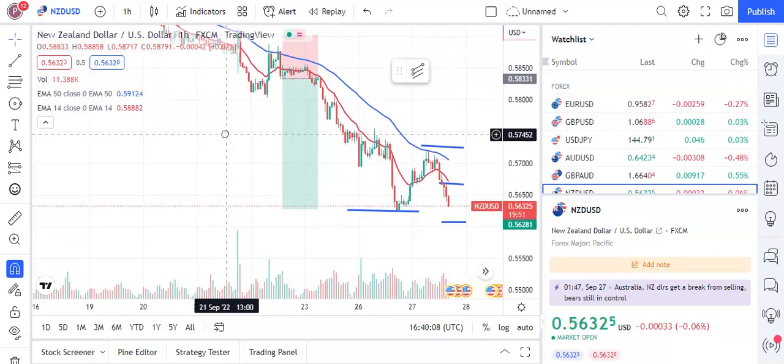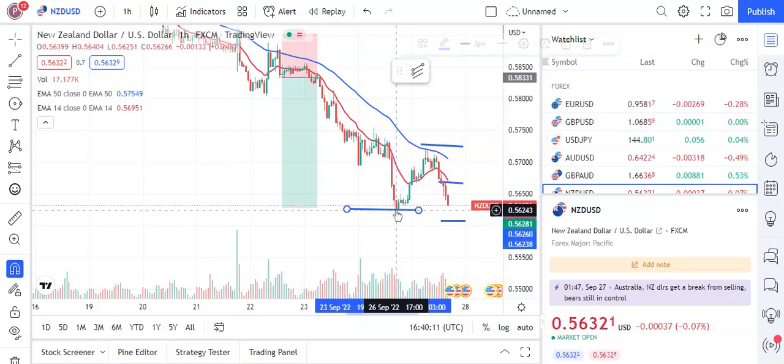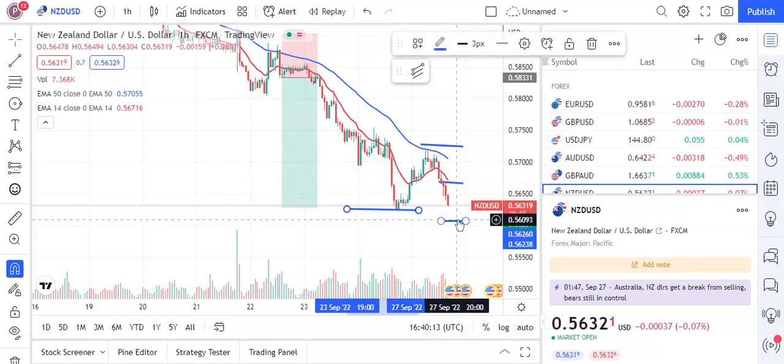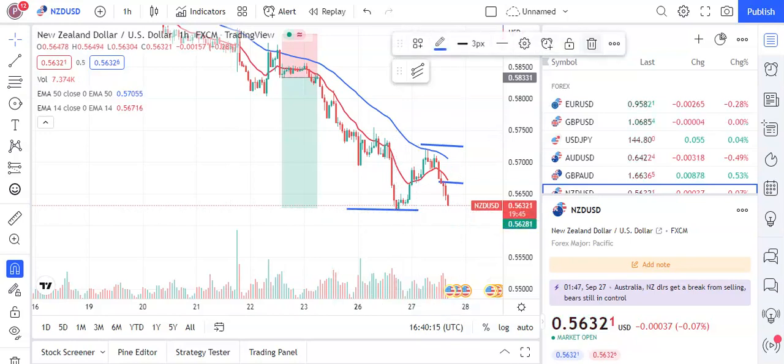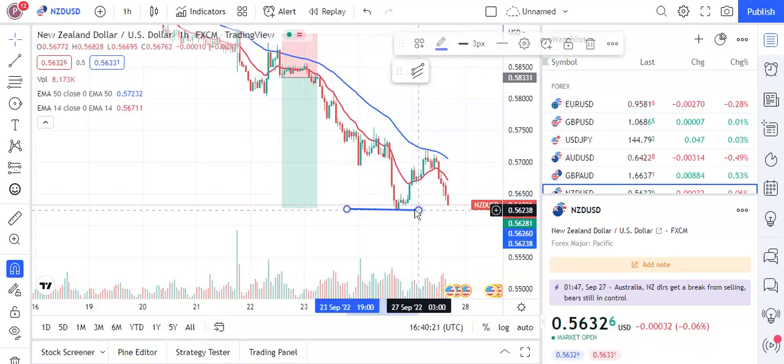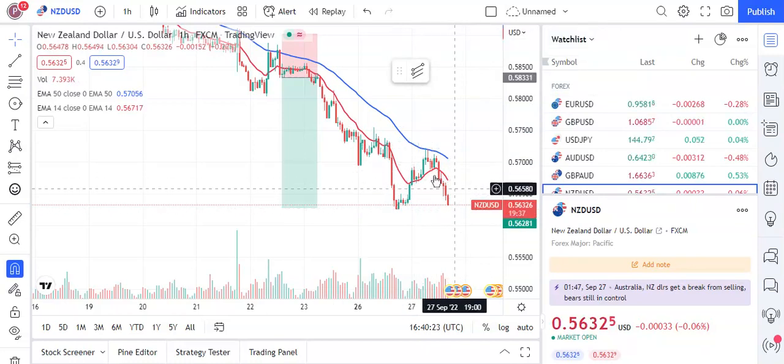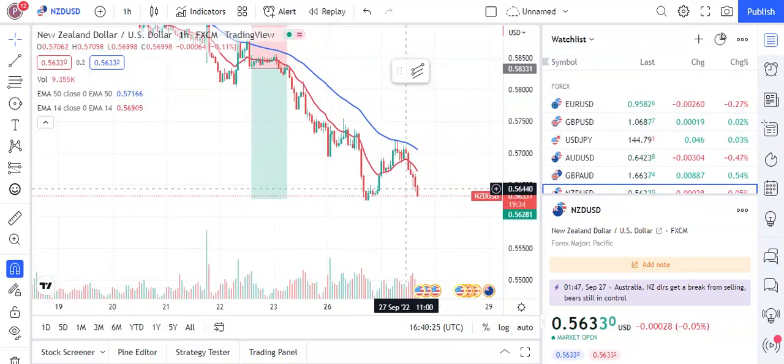So it is clear that we'll have a downtrend on New Zealand USD. And like I said before, this trade is running right now, I'm on it.